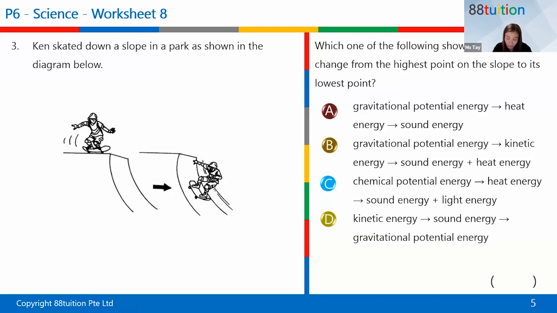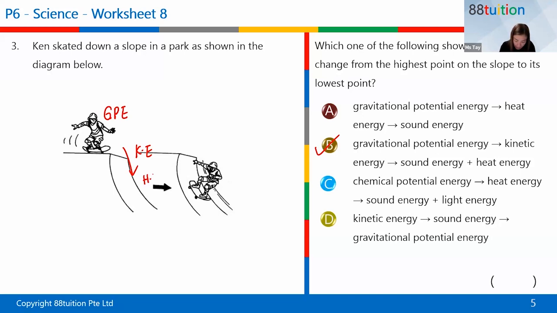So when he was right at the top there, what does he have? He has gravitational potential energy, right? Then when he moves down, there's movement, so it's kinetic energy. This kinetic energy also led to the sound and heat being given out. Very good. So this is the answer. Thank you, Evan.